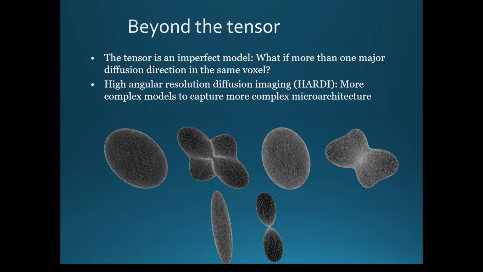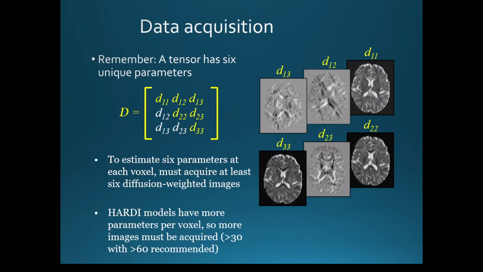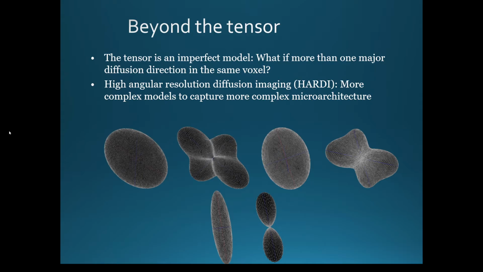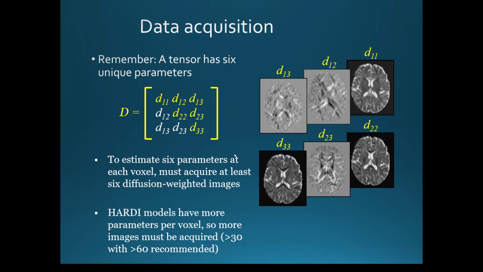We won't get a lot of experience with that in this class, just because we want to get the foundation for all of you. So to do a diffusion analysis, if we want to do a tensor, we want to remember this tensor has 6 unique parameters, so we need to acquire at least 6 diffusion-weighted images. And if we want to do this HARDI method, which is allowing for a more complex representation of diffusion, we need to typically acquire at least 30 different diffusion directions.